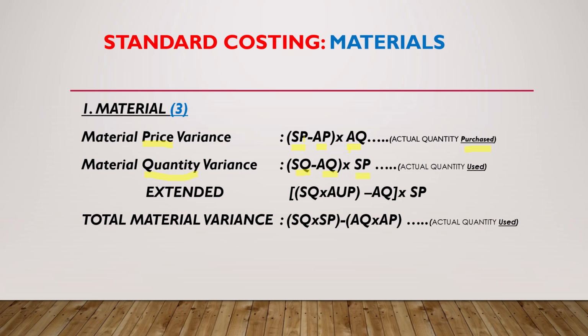That the actual quantity we are talking about here, when we are talking about quantity, is not the same as the actual quantity that we talked about when we are talking about price. When we are talking about price, it is the actual quantity purchased. But when we are talking about quantity, the actual quantity here is actual quantity used, not purchased, used. So you need to make a distinction between these quantities. They are not the same.